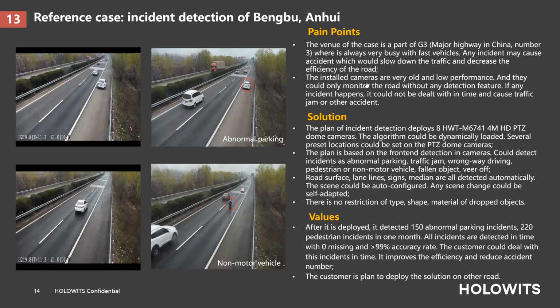The installed cameras are very old and low performance, so they could not monitor the road without any detection features. If any incident happens, it could not be handled in time and causes traffic jams or other accidents. So our solution is that, in place of this, for incident detection, we deploy 8 6741 dome cameras, PTZ dome cameras.